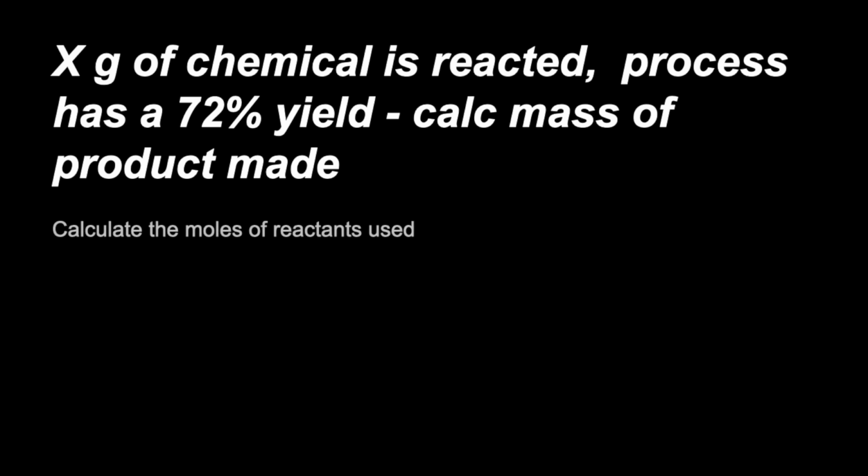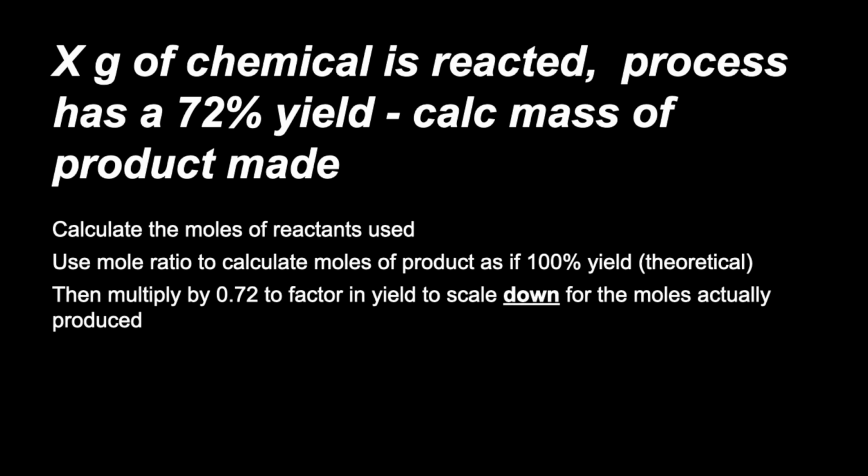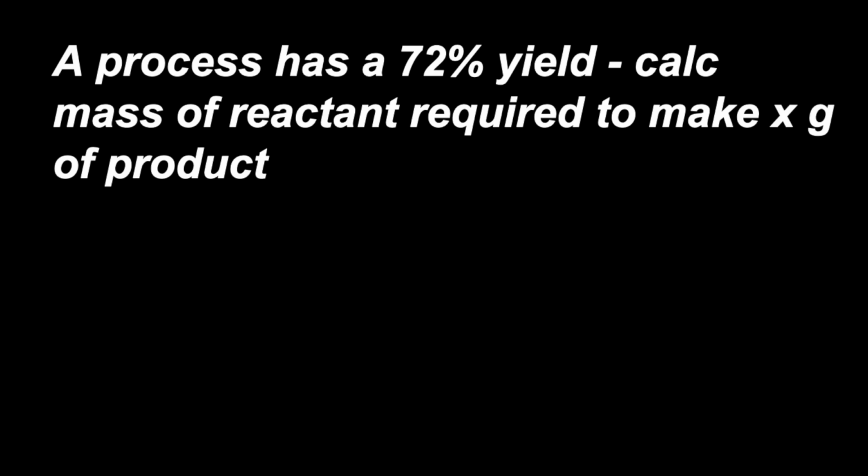So the first thing you do is calculate the moles of the reactant that's being used. You then use the mole ratio to calculate the moles of product, assuming 100% yield, and then we scale down by multiplying by the yield. So it will be multiplying by 0.72 in this case to scale down, because obviously we're not going to make as much as we should.